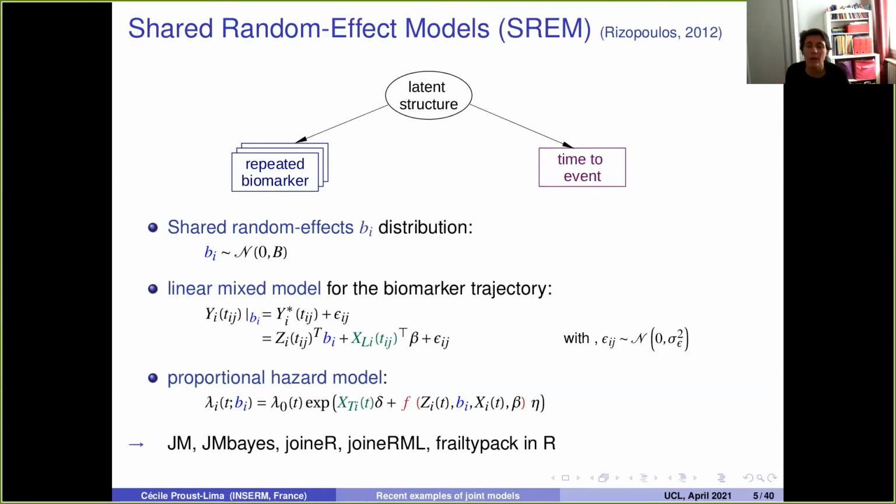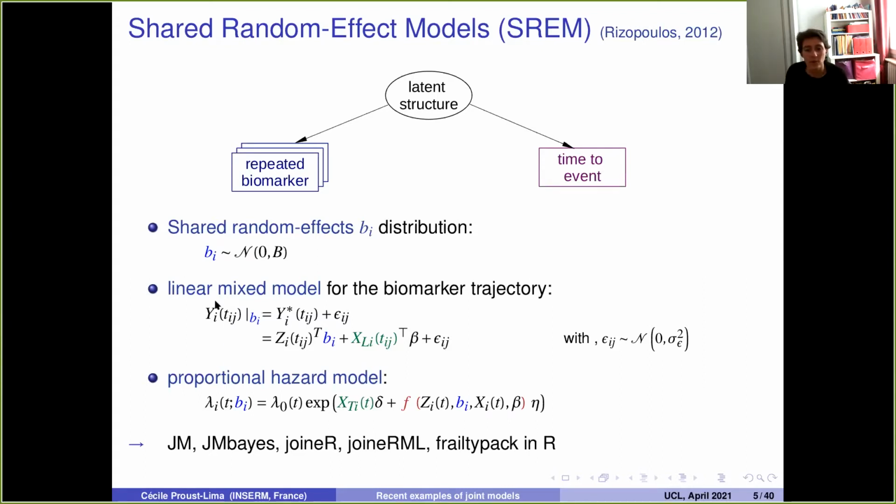If we want to formalize that a little bit, the latent structure are random effects, so that's latent variables, which usually have a Gaussian, a multivariate normal distribution. Then we will consider a model for the repeated biomarker given this latent structure, and the same for the time to event. For the biomarker, my notation is that Y is the biomarker for subject i at time t_ij, where j is the repeated occasion.